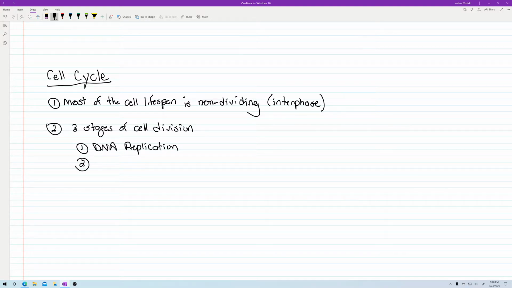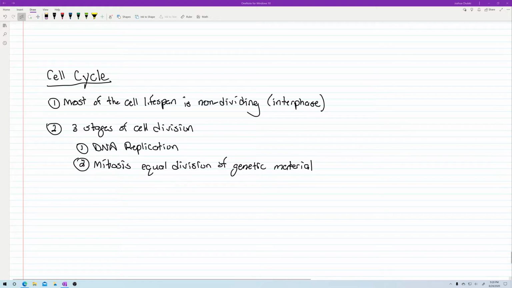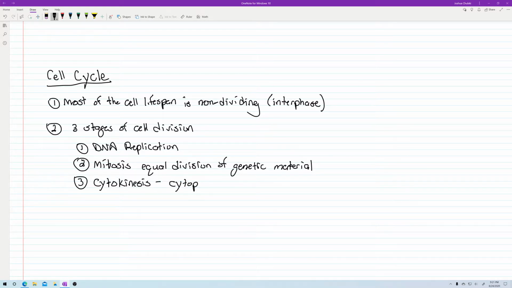Okay. The second part is called mitosis. Mitosis is equal division of the genetic material. That's all it is. And then finally, the last part of cell replication is cytokinesis. Basically that is cytoplasmic division, where you divide up the organelles equally and you get 2 daughter cells. That's what cytokinesis is.